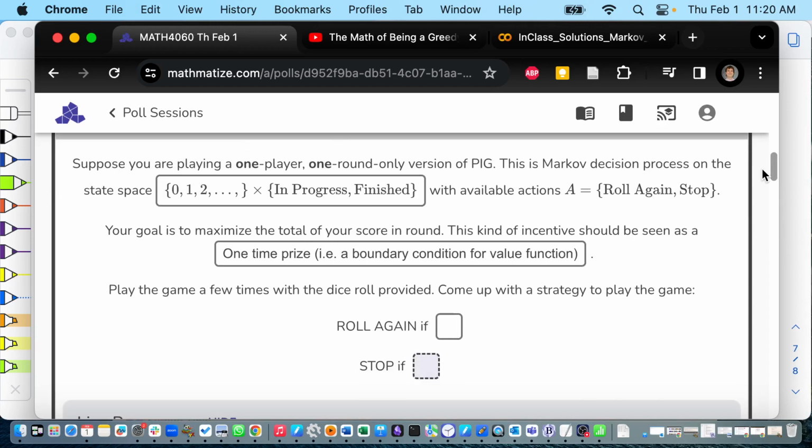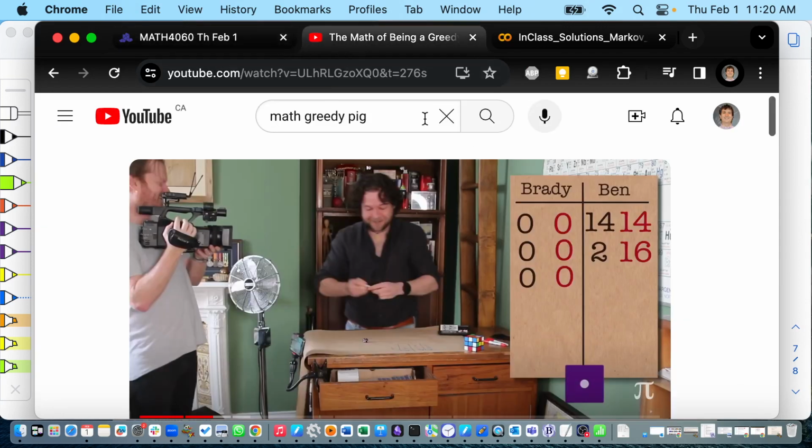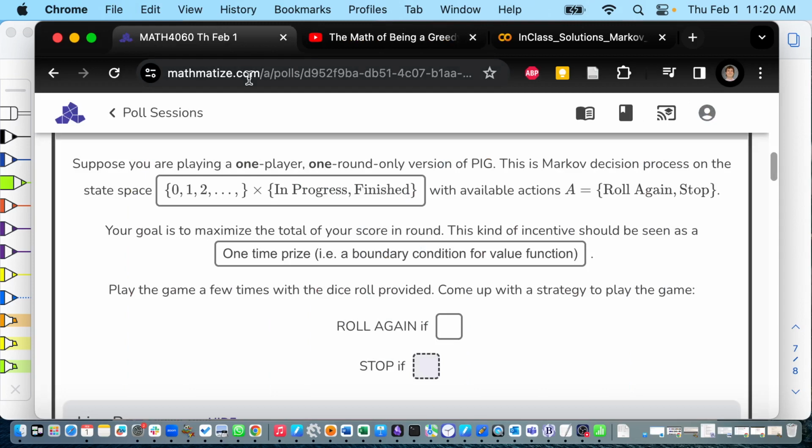We're going to find the math answer next time. You can also watch the video. They will come up with some solutions in the video if you want. And we'll pick it up next class and we'll find the optimal strategy.